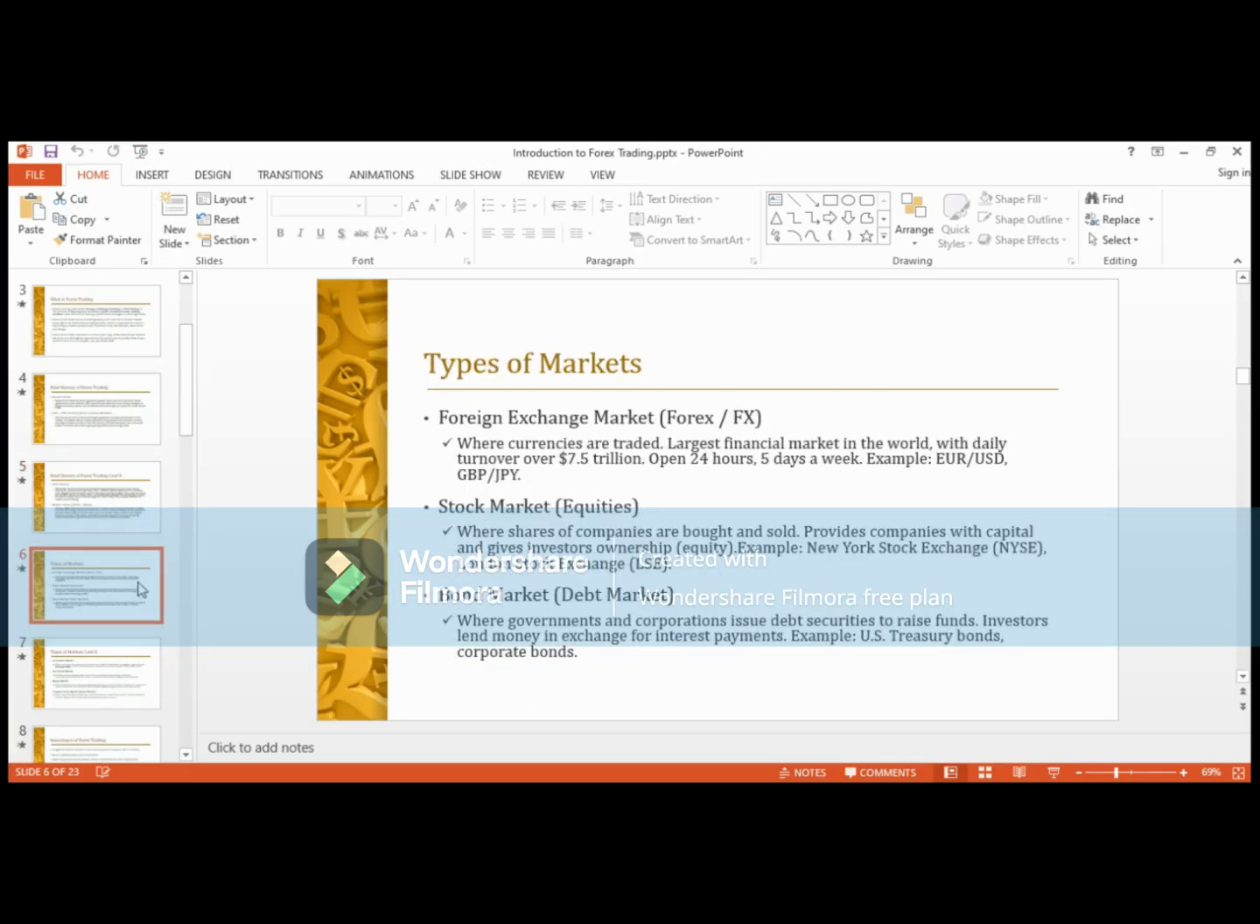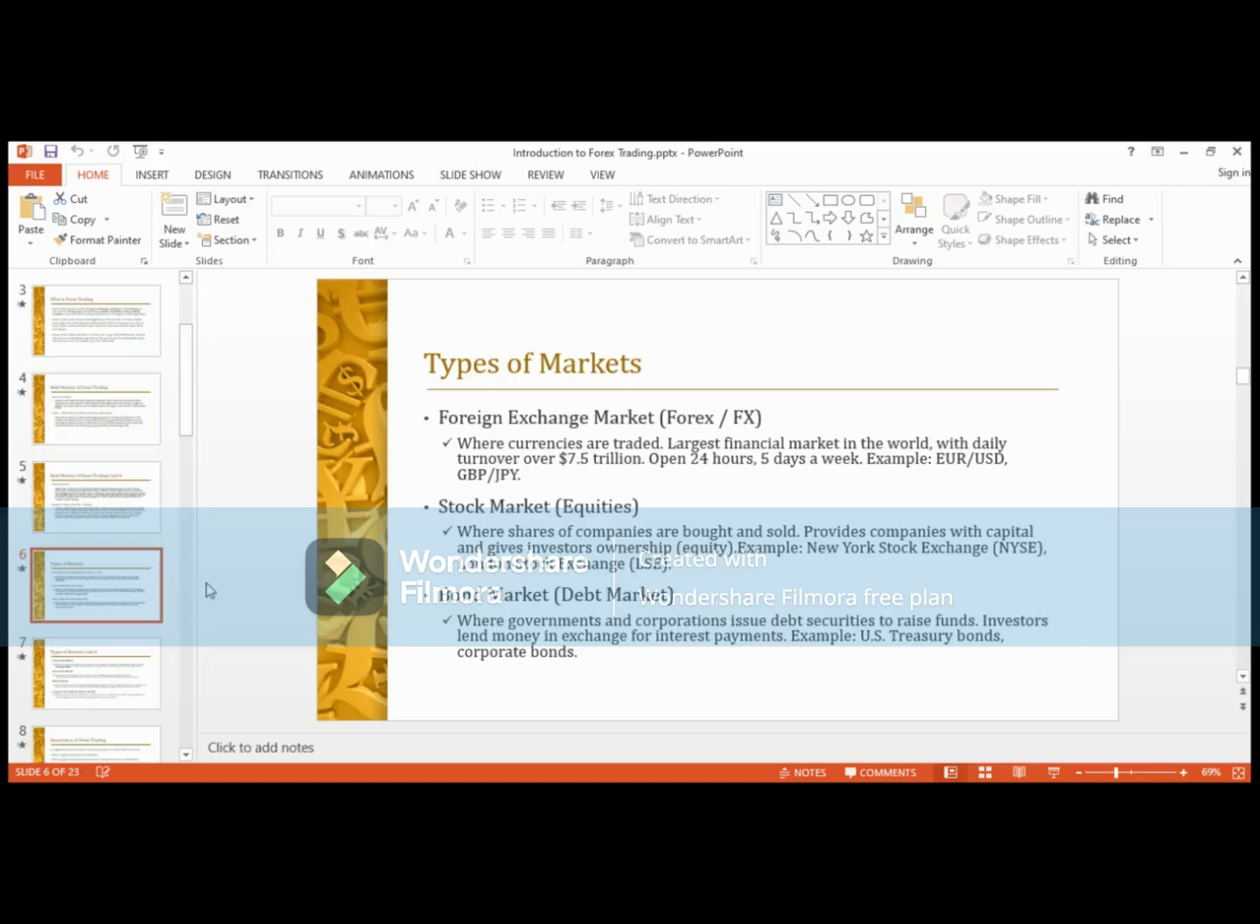Okay. So we have types of markets. For the types of markets, we have the foreign exchange market, also called forex or FX, where currencies are traded, being the largest financial market in the world with a daily turnover of $7.5 trillion, open 24 hours, 5 days a week. Examples of such instruments are the EUR/USD and the GBP/JPY.